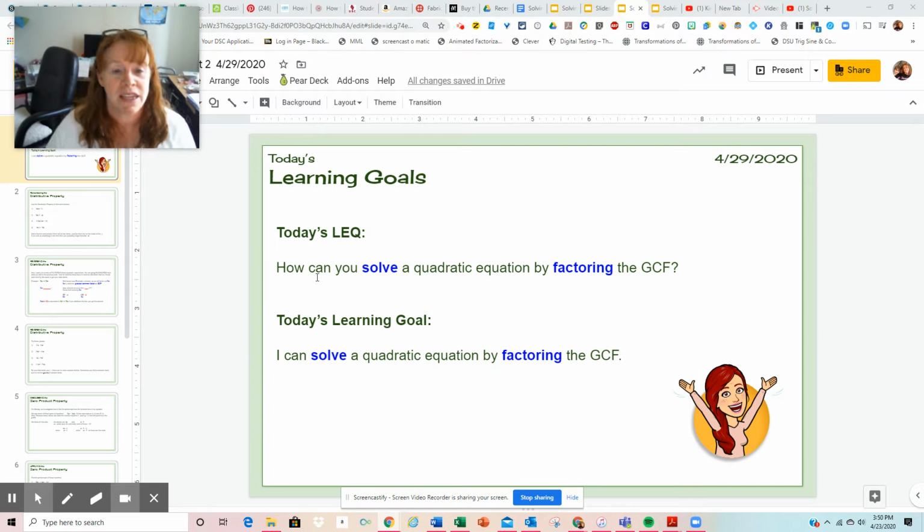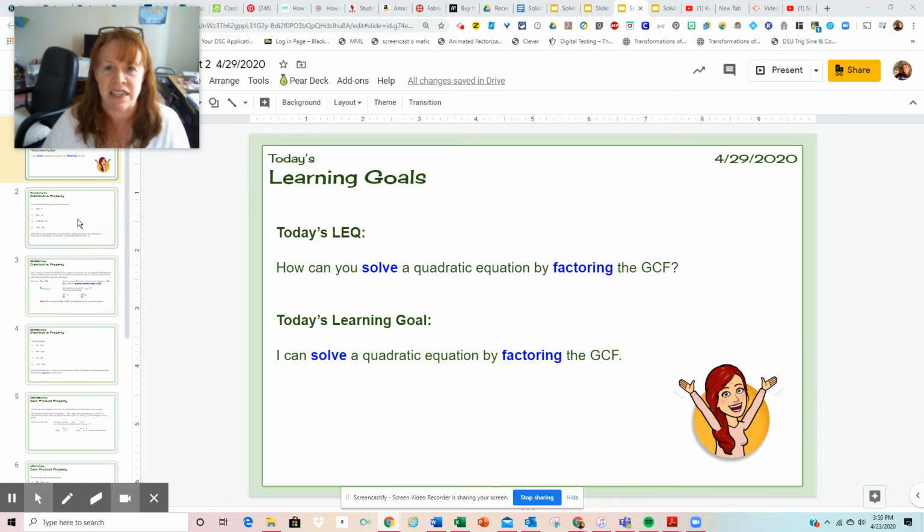So today's LEQ and today's learning goal, notice they're very similar. How can you solve a quadratic equation by factoring the greatest common factor? And I can solve a quadratic equation by factoring the greatest common factor. You should be able to do that by the time you're done with this lesson, either today or tomorrow.